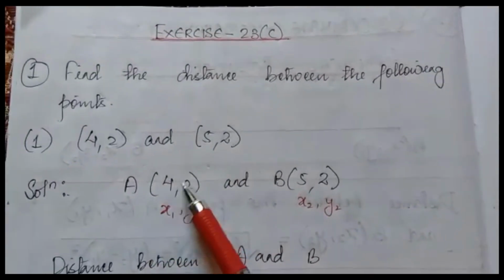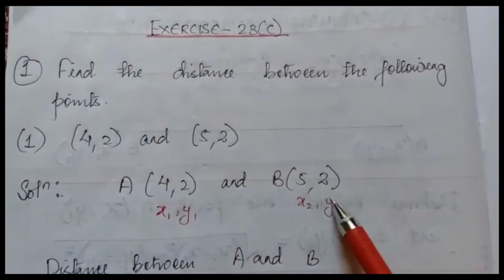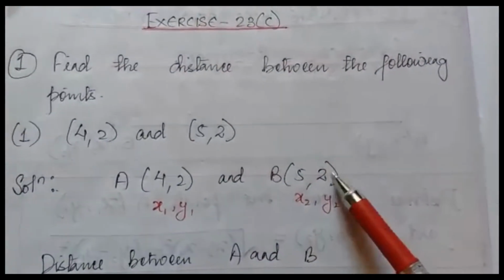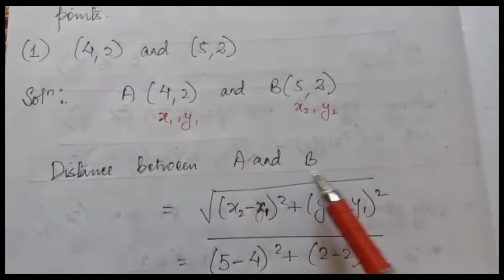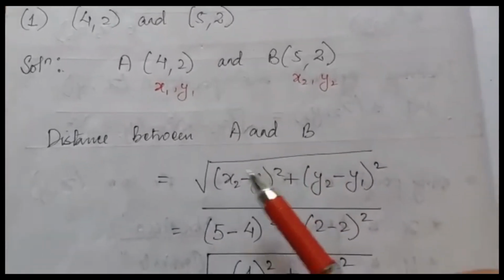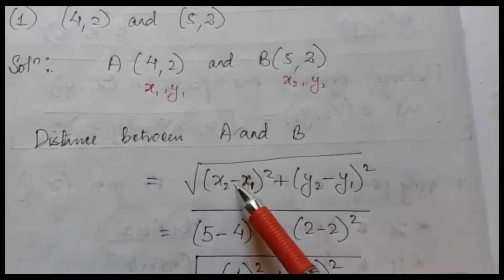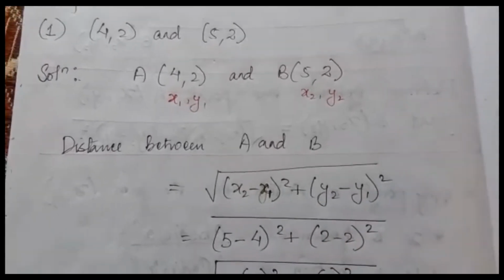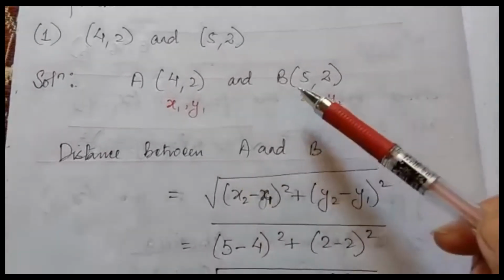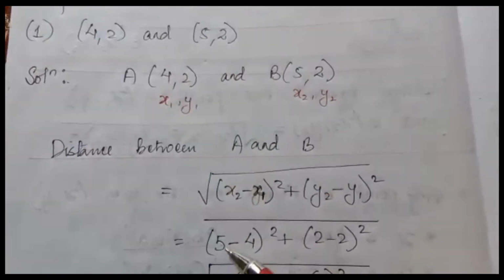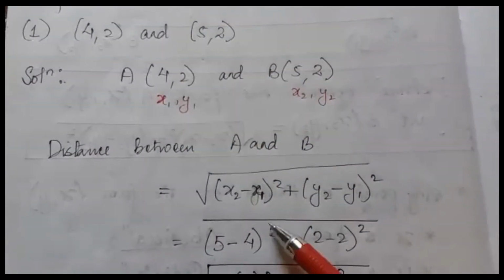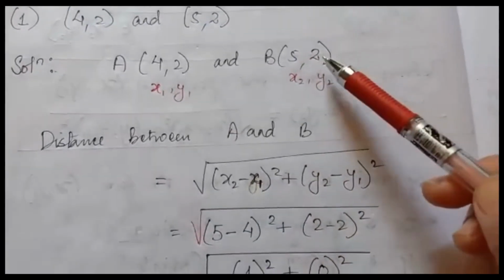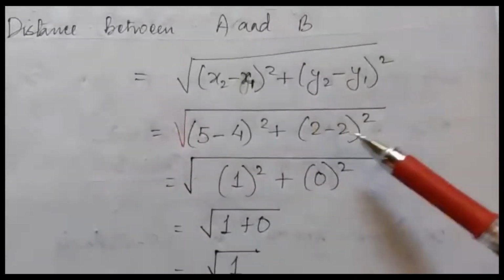A is 4, 2, that means x1, y1, x2, y2. x1 is 4, y1 is 2. x2 is 5, y2 is 2. Now we will find the distance, and formula is square root of x2 minus x1 whole square plus y2 minus y1 whole square. Now you just put the value. x2 is 5, x1 is 4. 5 minus 4 whole square plus y2 is 2, y1 is 2. 2 minus 2 whole square.